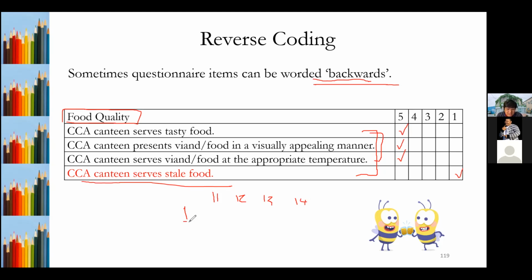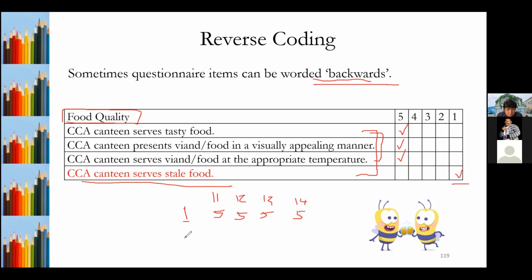So kung nasa Excel file yan, kapag i-code natin yan or itatabulate natin, since sa sagot ni respondent 1 sa item 1 is 5, ang ilalagay natin is 5. Sa item 2, 5 also. Item 3 is also 5. Sa item 4 ngayon, since backward worded ito, ang tendency, di ba, ang sagot niya is 1, ang gagawin mo, i-reverse code mo siya. Ano yung opposite ng 1? It is 5. So ang sagot, ang ilalagay mong tabulation dito would be 5.